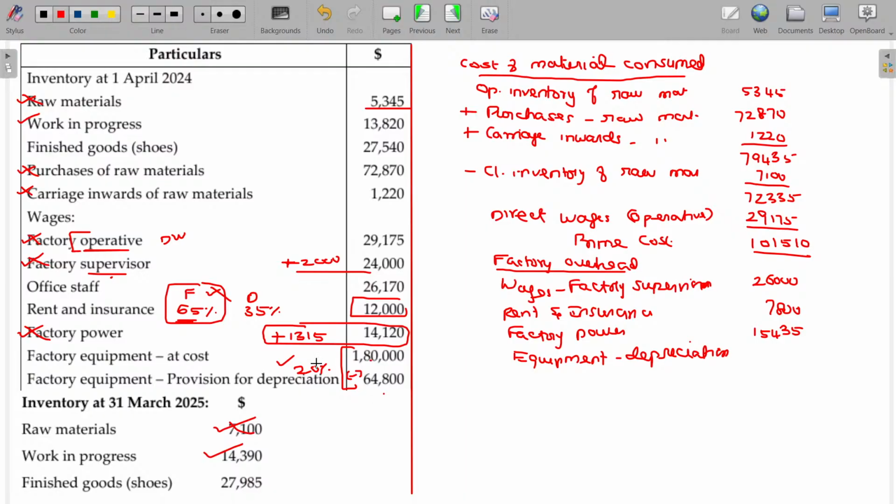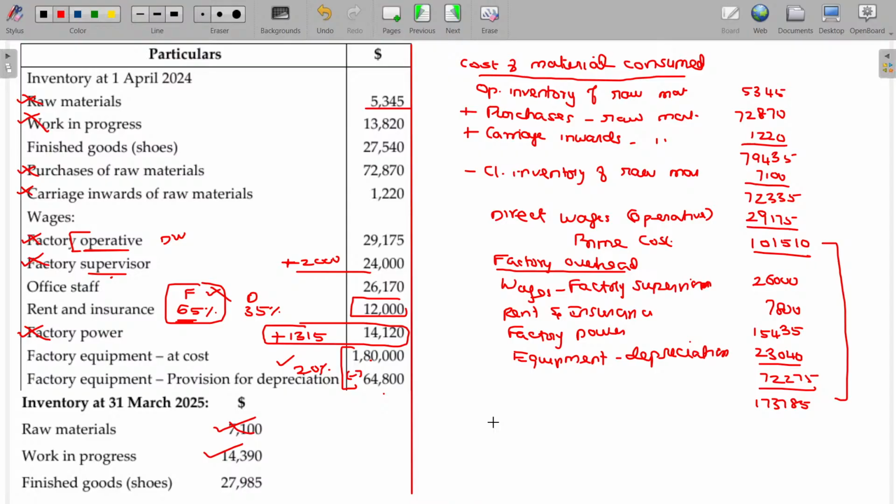180 minus 64,800 on the 20%. 2340. 23,040. And we have work in progress only. So we'll finish up this cost. 72,275. If I add up these two costs, 1,73,785. After that, work in progress cost will be adjusted.